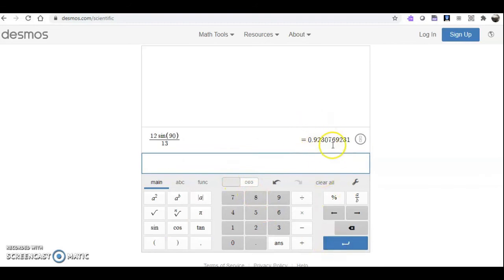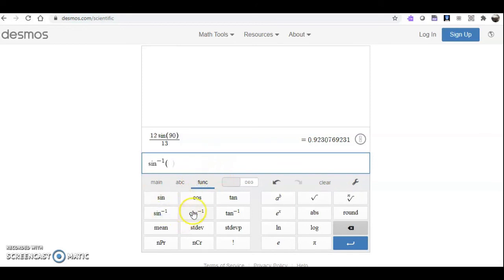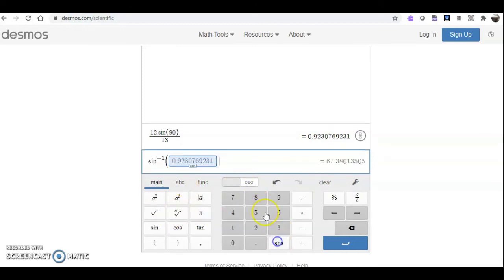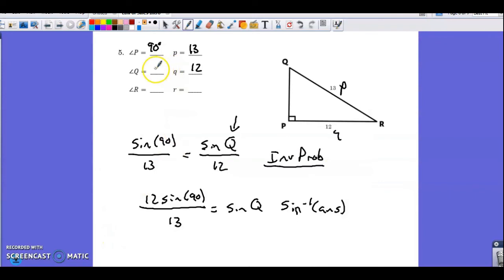And of course, this is not the angle, that is the sine of that angle. The sine of Q. So to get the angle, you have to go over here to functions. Inverse sine of that answer means that it's 67 degrees. So come back. So I know this one's 67. Now I know 2. Use my 180-degree rule. I can find 3. So that's 23 degrees when you subtract those out.